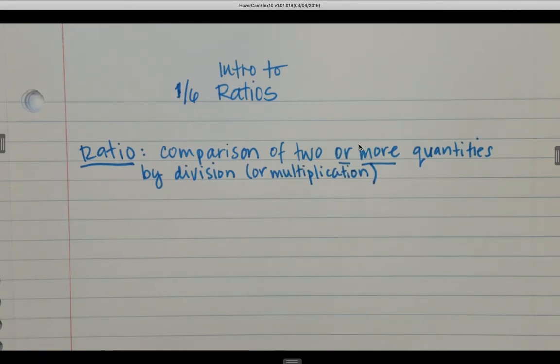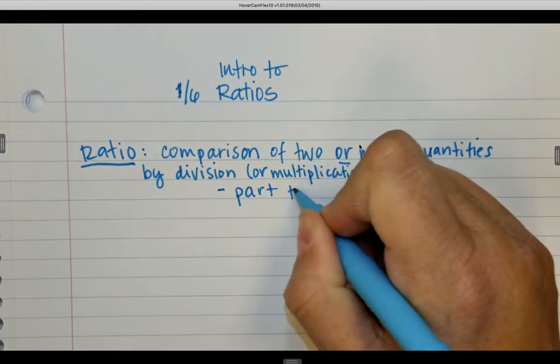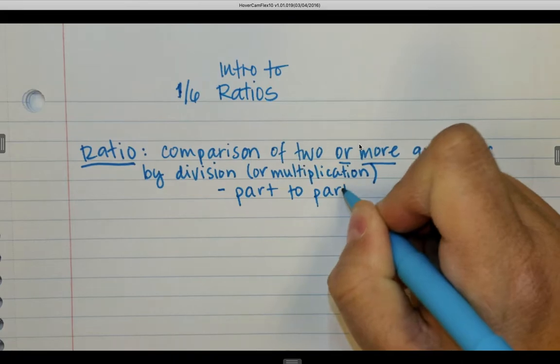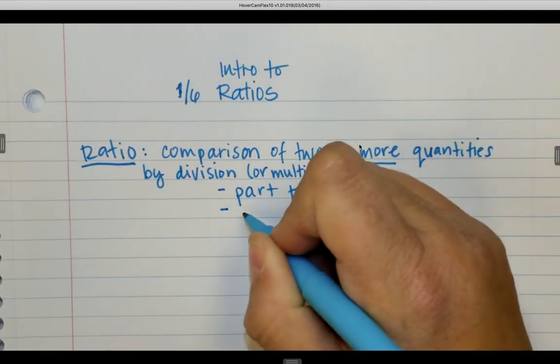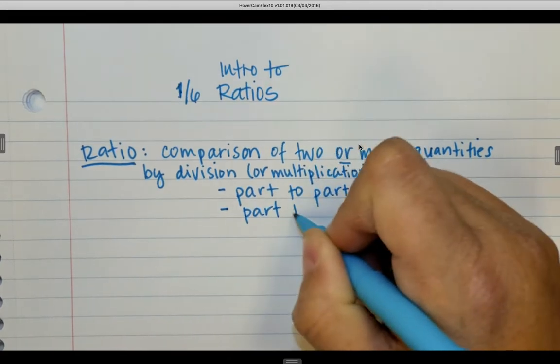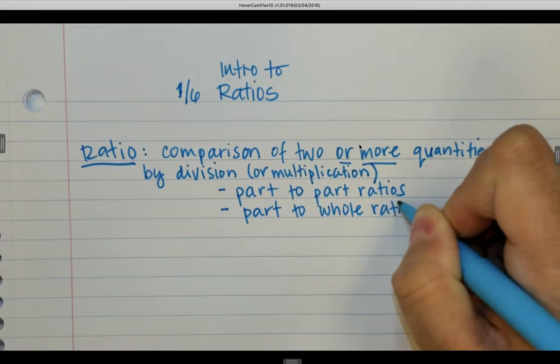There are two types. There are part to part ratios, and there are part to whole ratios.